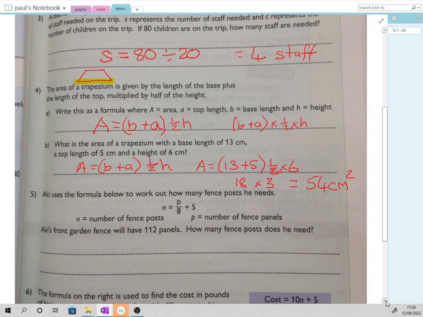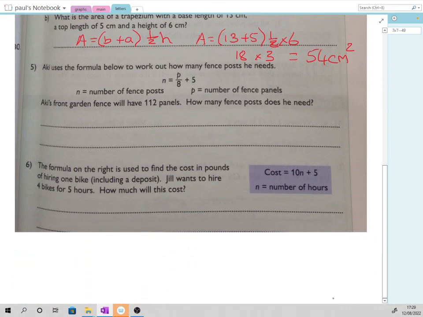Oh, this is a step up, this one, isn't it? Aki uses the formula below to work out how many fence posts he needs. N equals P over 8 plus 5. N's the number of fence posts, P's the panels, and the numbers are the numbers. Aki's front garden will have 112 panels. Wow, that's some kind of garden. Yeah, so we need to work out how many posts.